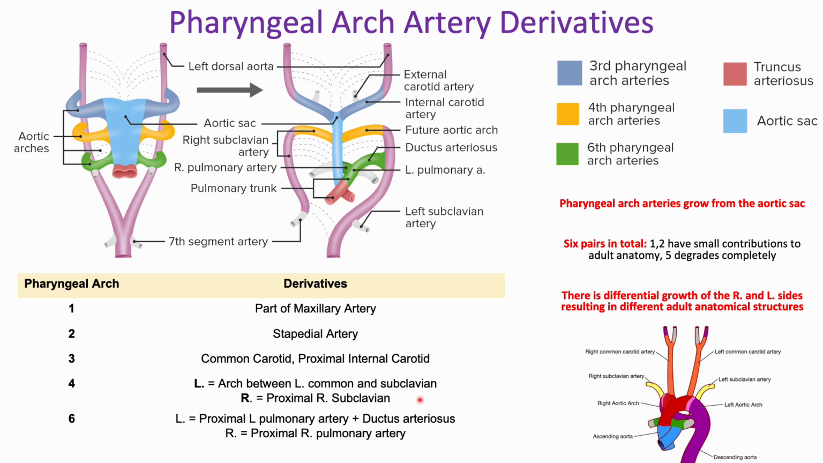The pharyngeal arch number 4, the region between the left common carotid and left subclavian, so it's forming part of that aortic arch. On the right side, it's just forming part of that right proximal subclavian. And then for pharyngeal arch number 6, we have the right proximal pulmonary artery, left proximal pulmonary artery, and then again on the left side we have the ductus arteriosus, which is connecting the pulmonary trunk and the descending aorta.